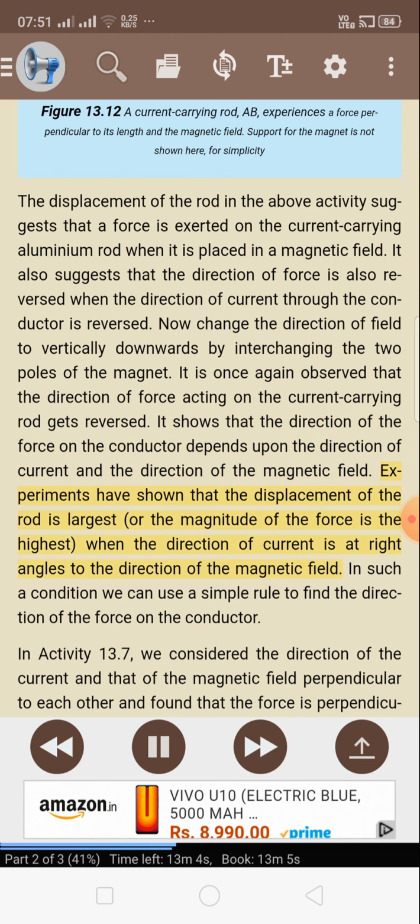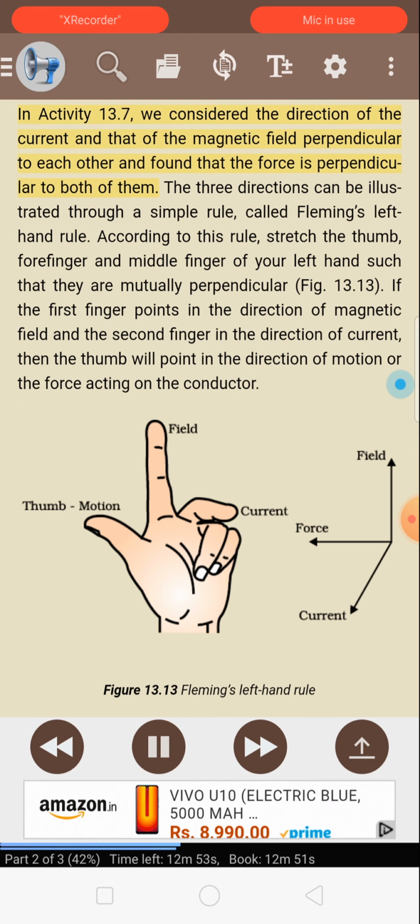of the magnetic field. Experiments have shown that the displacement of the rod is largest, or the magnitude of the force is the highest, when the direction of current is at right angles to the direction of the magnetic field. In such a condition, we can use a simple rule to find the direction of the force on the conductor. In Activity 13.7, we considered the direction of the current and that of the magnetic field perpendicular to each other and found that the force is perpendicular to both of them.